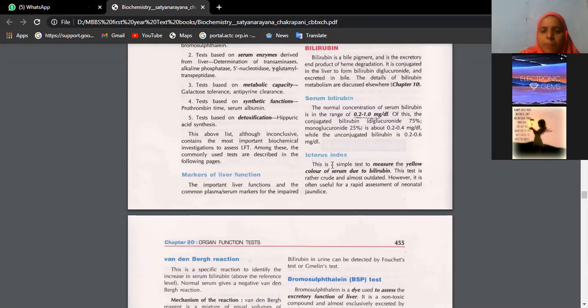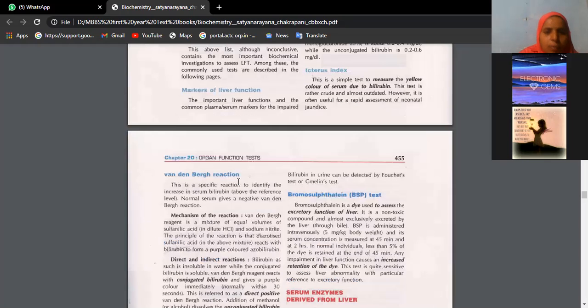Icterus means jaundice. Always remember, sometimes the word icterus also will be asked directly. Instead of using the word jaundice, the examiner may use the word icterus, that is nothing but jaundice. So the icterus index is how much bilirubin is present in the serum, which is imparting yellow color to the conjunctiva, to the nails. You will see so much yellowish discoloration. The sclera takes on a yellowish tinge.